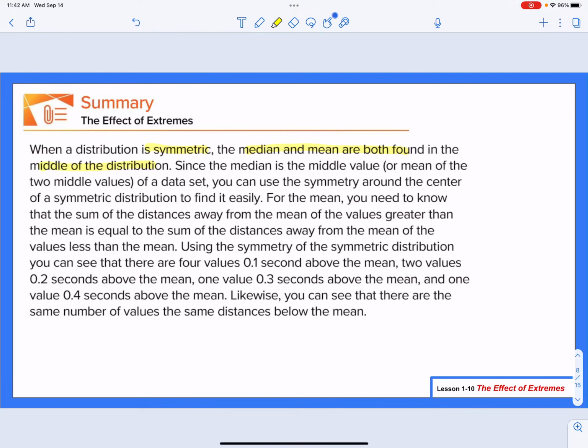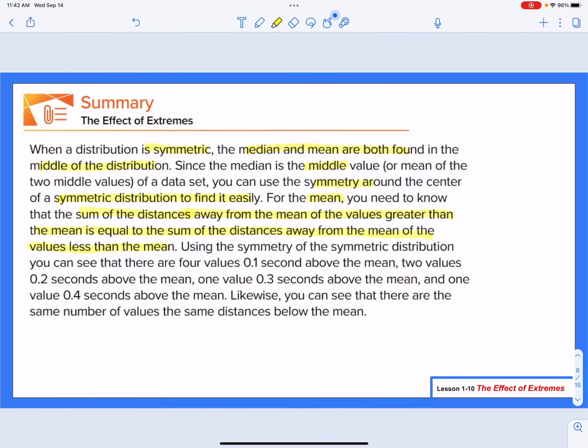Since the median is the middle value of the data set, you can use symmetry around the center or a symmetric distribution to find it easily. For the mean, you need to know the sum of the distances away from the mean of the values greater than the mean is equal to the sum of the distances away from the mean of the values less than the mean. So basically, you gotta do some math, okay?